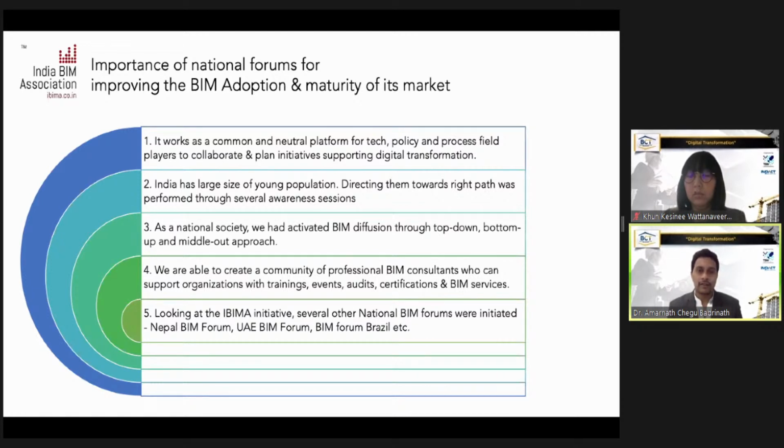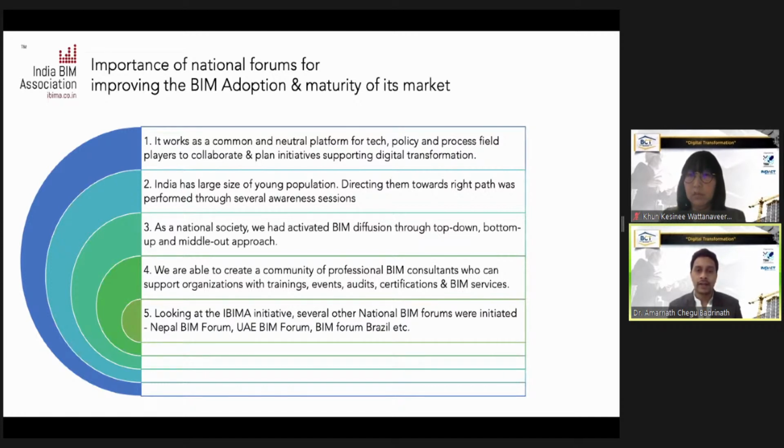And India has a large young population, as I said. Directing them towards the right path was performed through a lot of awareness sessions, and day in, day out, these things are happening. We share with them the latest development trends in the global sector so that they get aligned with what's happening globally. As a national society, we activated the BIM diffusion first through a bottom-up approach, spreading the awareness 4 years ago. And then after 1.5 to 2 years, we worked on a top-down approach, influencing the clients and policymakers. And currently we're working on a middle-out approach for the industries. This is what we are currently working on as the national initiative.